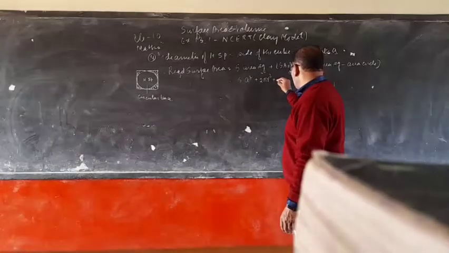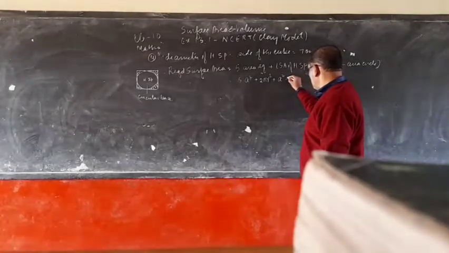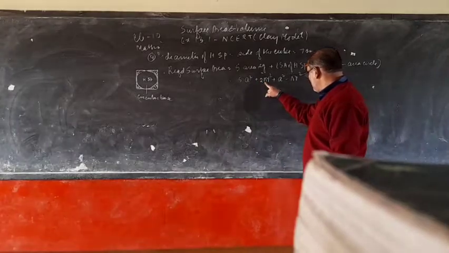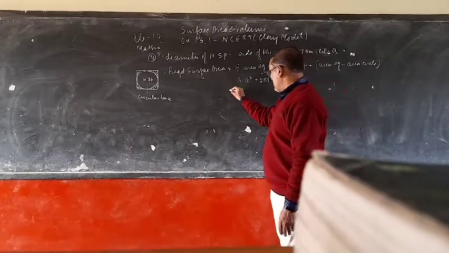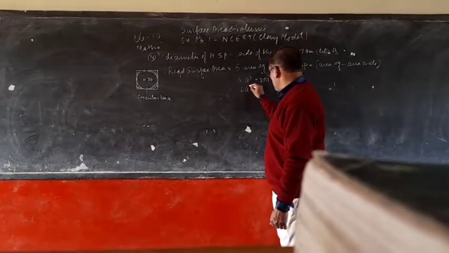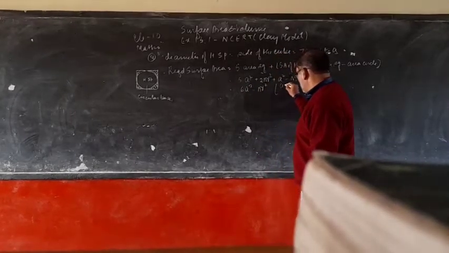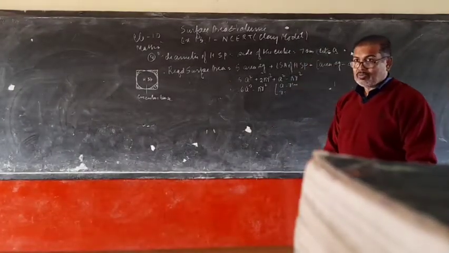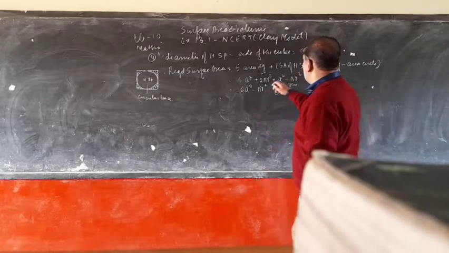Area of square is equal to a square and area of circle is equal to minus pi r square. So 2 pi r square minus pi r square, and 5a square plus a square that is equal to 6a square minus pi r square. And here a is equal to 7 centimeter and r is equal to minus pi r square plus 2 pi r square. Wait a minute.